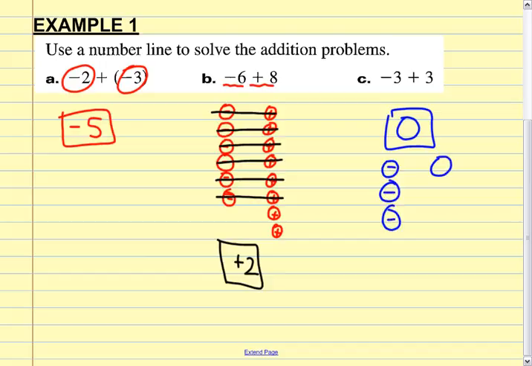I've got 3 negatives, and I've got 3 positives, and they just cancel each other out, and I'm left with 0. If the numbers are opposite of each other and I add them, they just cancel out, and they give me 0. Everybody happy with that stuff? Does that make sense? Excellent. All right. Good job. Let's look at the next one.